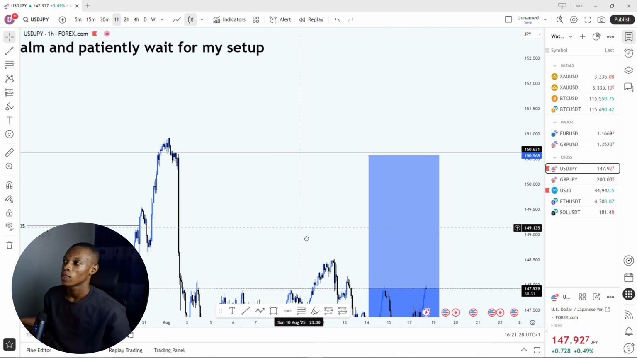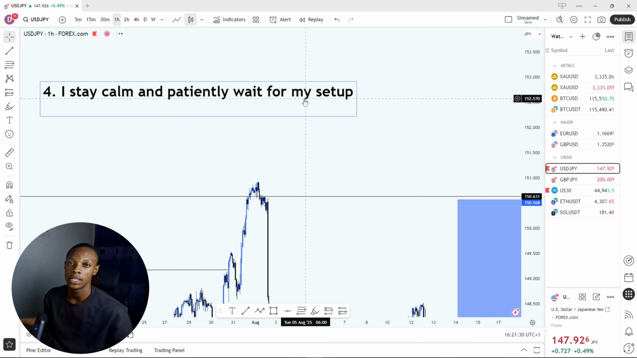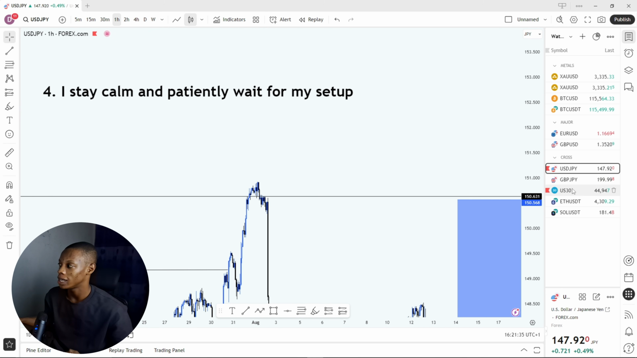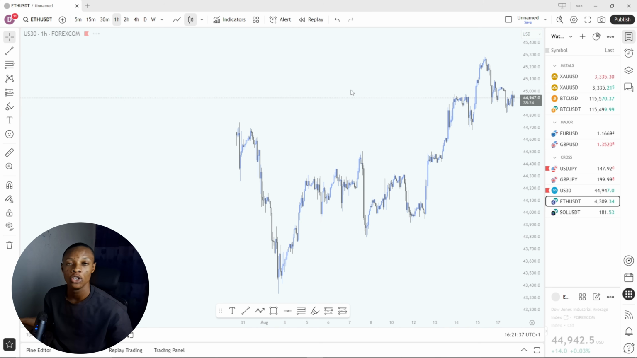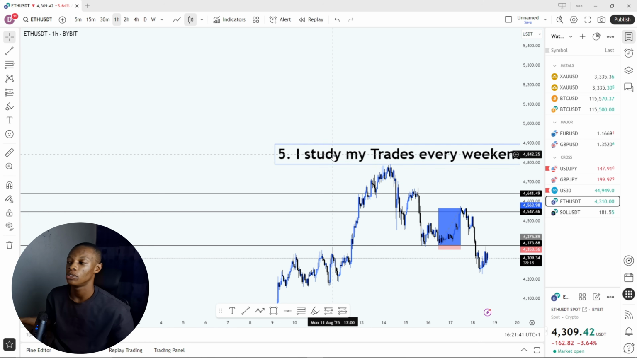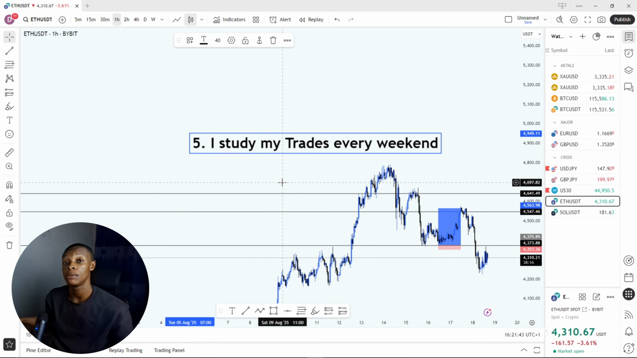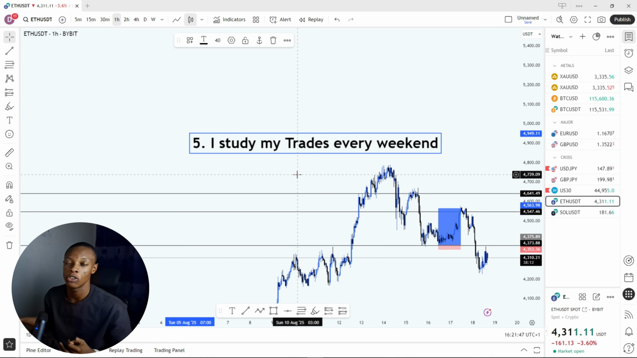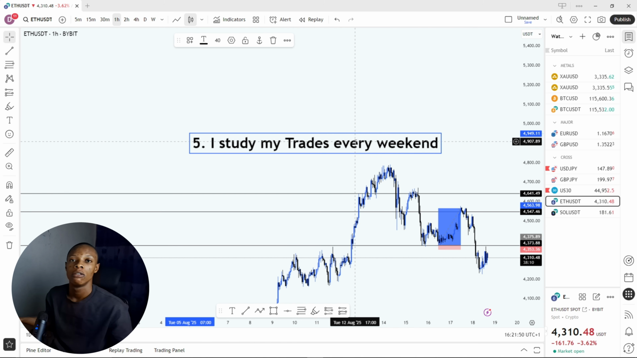Then the fourth thing is I stay patient and calmly wait for my setup to present itself. No setup, I'll just relax till when the price presents setup. That's when most times you're gonna see me. I don't take trade all the time. You can see me a full day, I will be on the chart without taking any trade. Why? Because the setup is not present, so I don't need to force setup. I'll just wait for it to present itself.